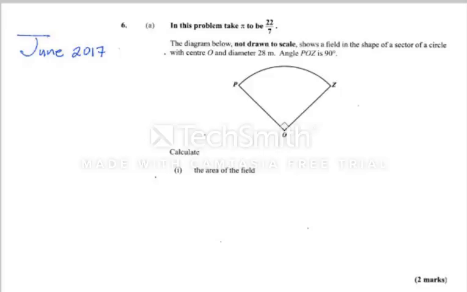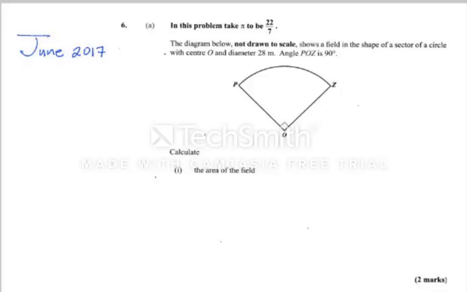All right, so this question is question 6 from June 2017. In this question, we're going to take pi to be 22 over 7. It says the diagram below, not drawn to scale, shows a field in the shape of a sector of a circle with center O and diameter 28. Angle POZ is 90 degrees. All right, so we can see that.